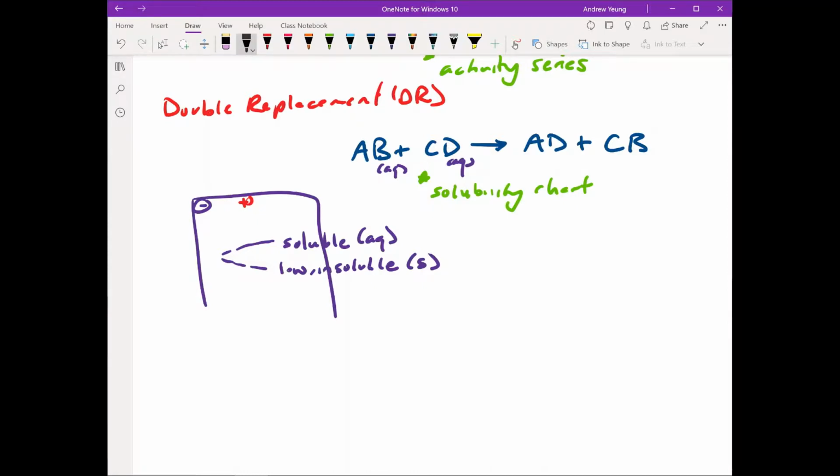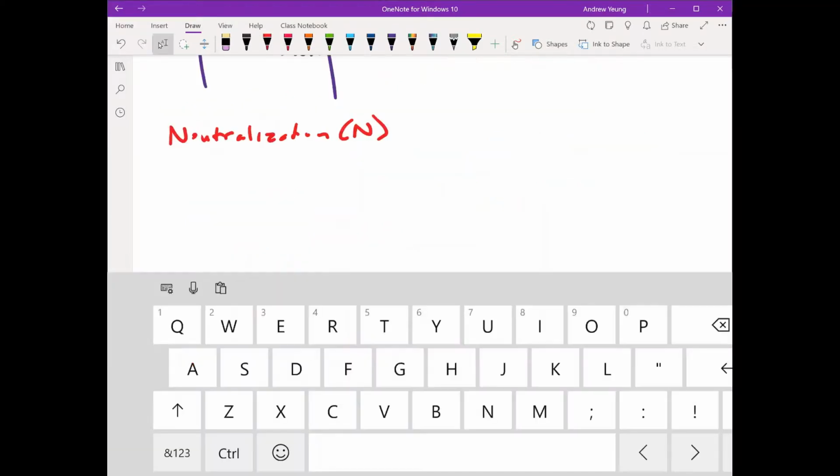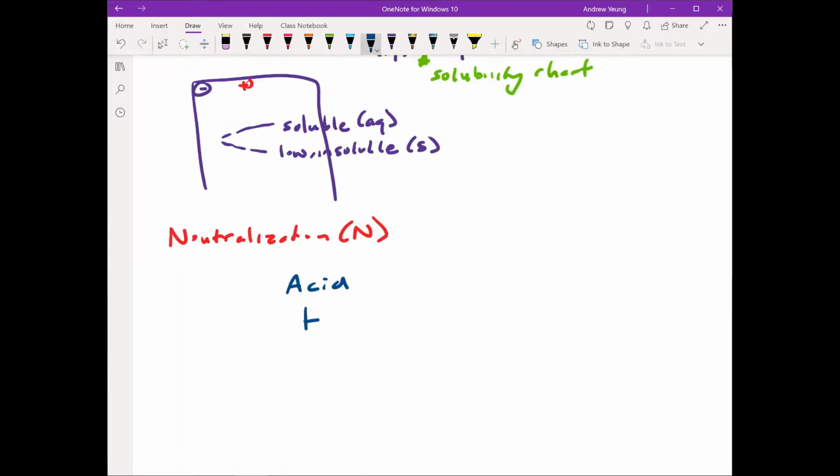Last type of reaction here was actually a special case of double replacement. We'll call this one a neutralization reaction. During a neutralization reaction, what's being neutralized is an acid actually cancels out a base. So an acid here, typically, I'm just going to write it as HA. The acid brings the H along. We're going to neutralize it with the base. The base here happens to have the OH, so I'm just going to say BOH, where that B can be anything.